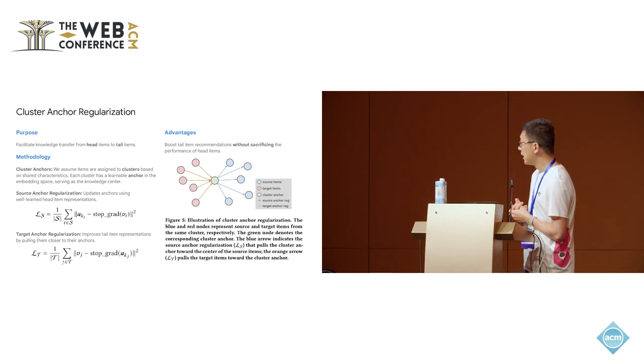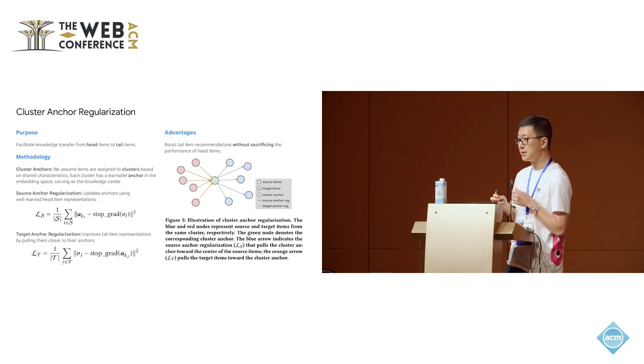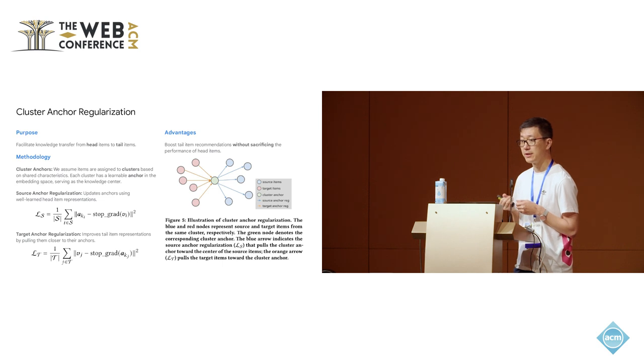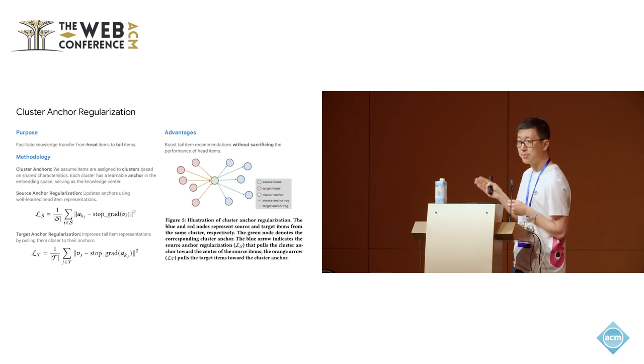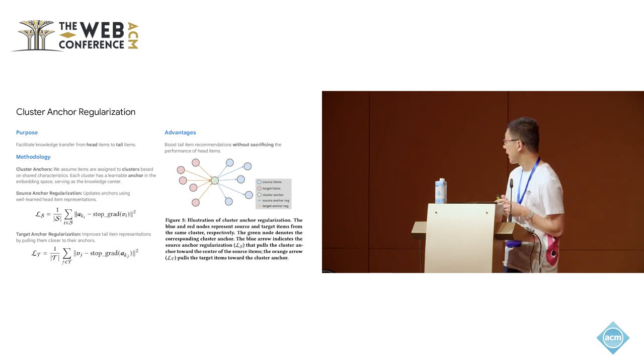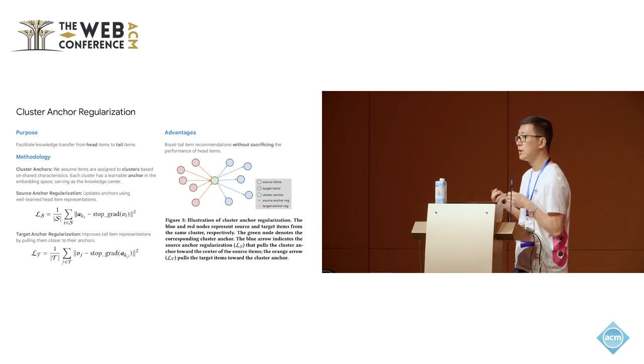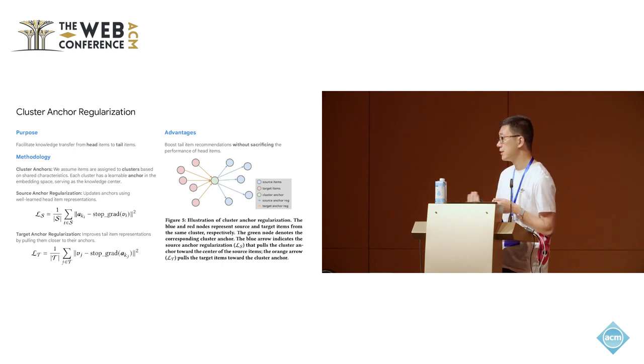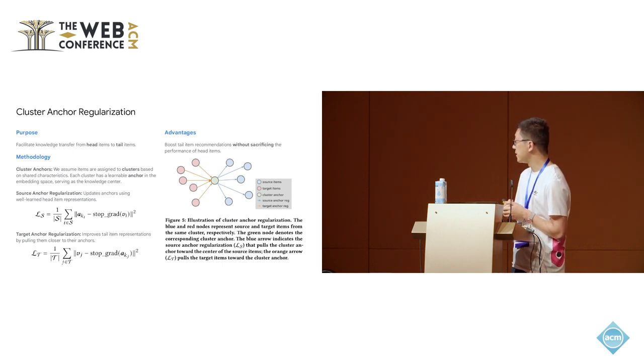Mathematically, the first component is what we call source anchor regularization. Here, V_i represents the embedding of a head item, a popular item with a well-learned embedding, and A represents the corresponding cluster anchor embedding. We apply an L2 distance between them. Note that there is a stop gradient on the head item embedding here. That is, we want to pull the anchor towards the head item, but we do not affect the already well-learned embedding.